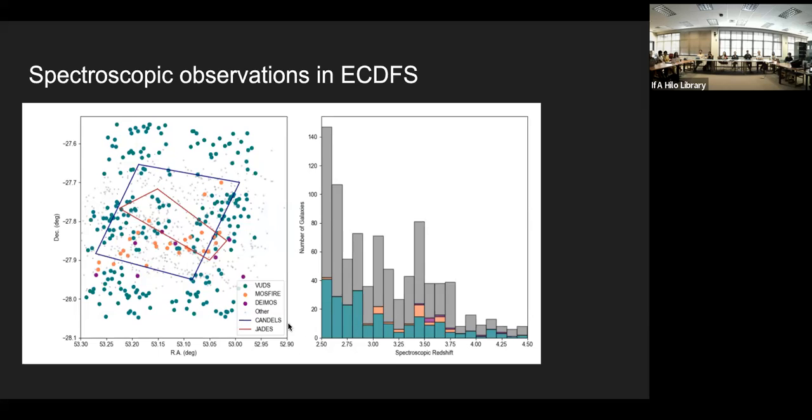So as you can see, even though we had targeted our sources using MOSFIRE and DEIMOS, we still have very decent coverage throughout the field, so that we are not extremely biased towards just our structures.